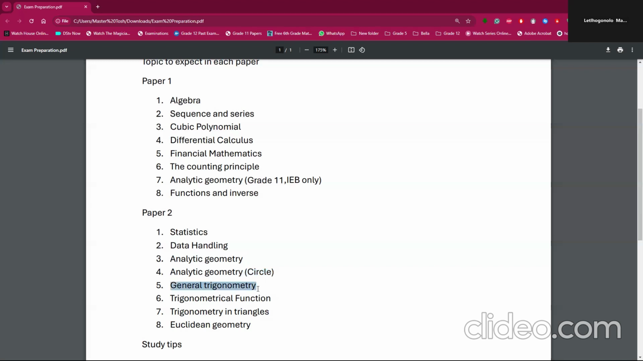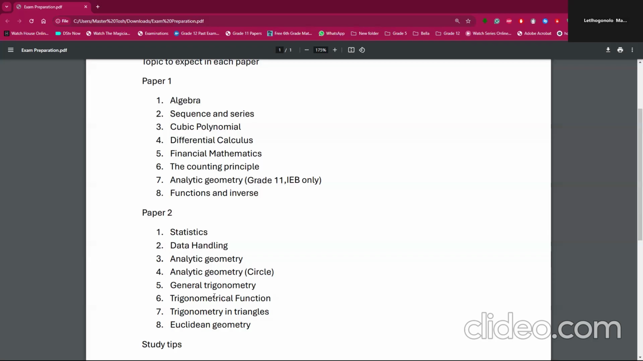Then you'll have general trigonometry, being able to calculate and find an angle, being able to use your ratios, remembering your identities. We have trigonometrical functions, your sine, your cos, and your tan graphs. Being able to understand how the amplitude changes the graph. Can you move the graph left or right? Can you move it up and down? And what happens to your graph when you do that?